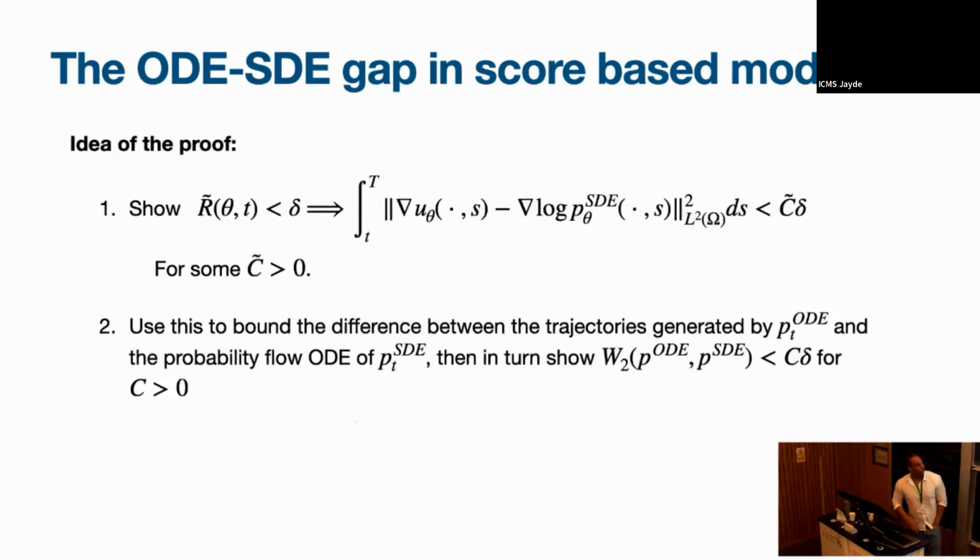Again, I won't go through the proof, but the idea behind it is to show that this residual getting small implies a strong score approximation. And a strong score approximation can allow you to bound, because we had an ODE formulation for our approximate SDE, we can compare that to our probability flow ODE, and this allows us to bound the distance between trajectories that these two things generate, which in turn lets us bound the Wasserstein distance.